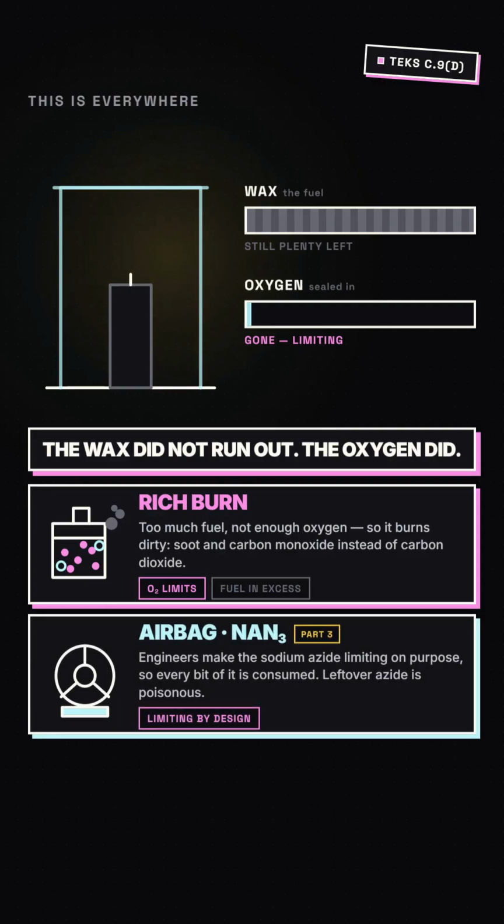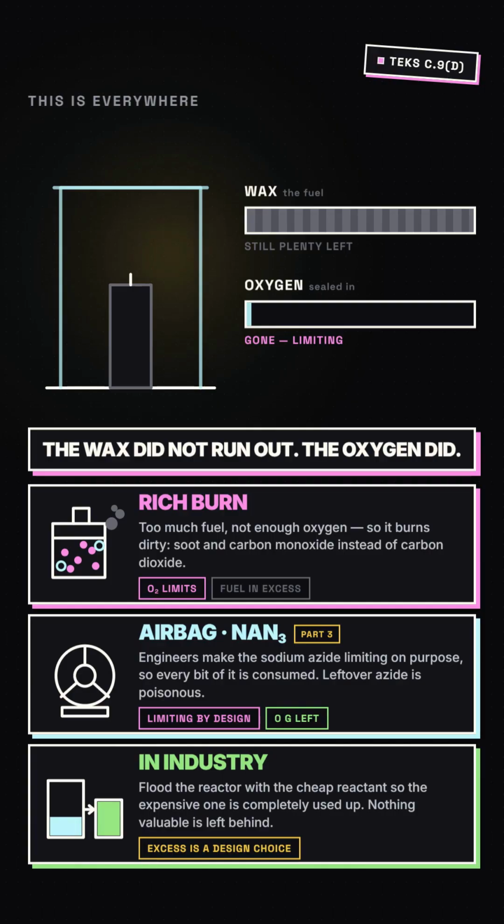In an airbag, the sodium azide is made the limiting reactant, so all of it is consumed, because leftover azide is poisonous. In a chemical plant, you flood the reactor with the cheap reactant, so the expensive one is completely used up.